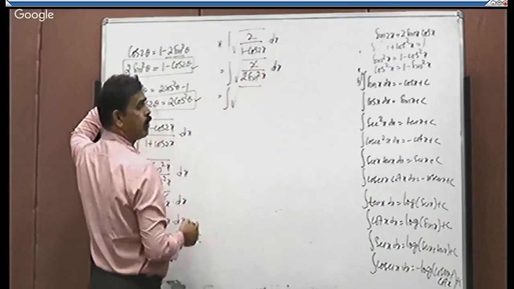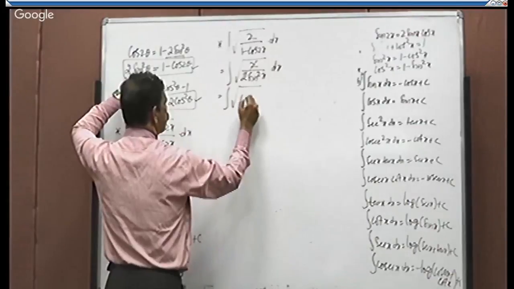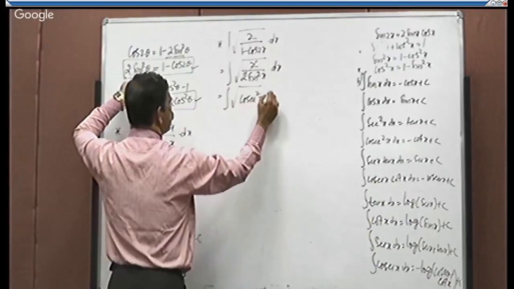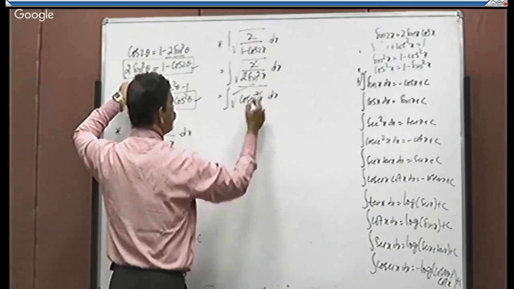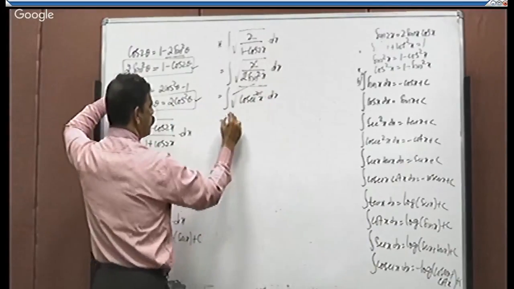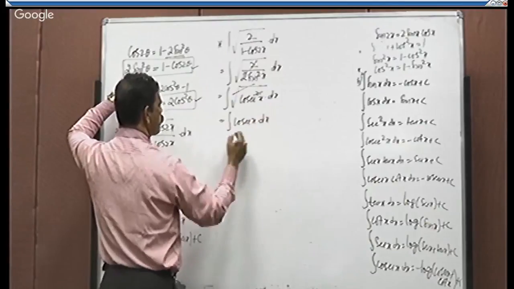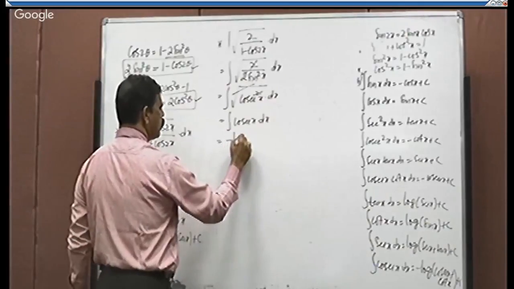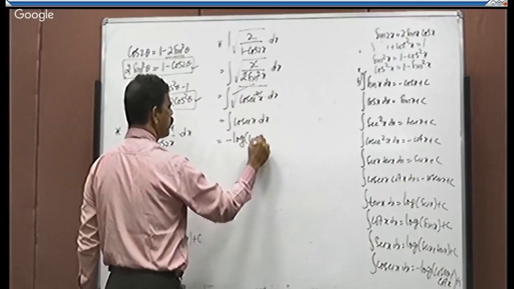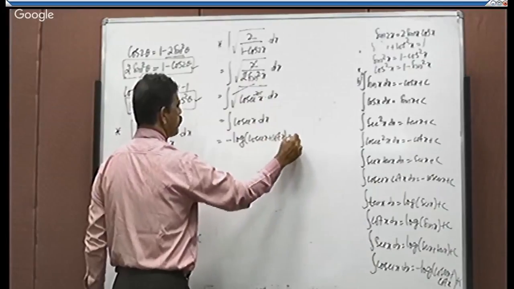What is remaining? 1 divided by sin square. 1 by sin is cosecant. 1 by sin square is what? Cosecant square x into dx. This square root get cancelled. So cosecant x into dx. Integration of cosecant is what? Minus log of cosecant x plus cot x plus c.